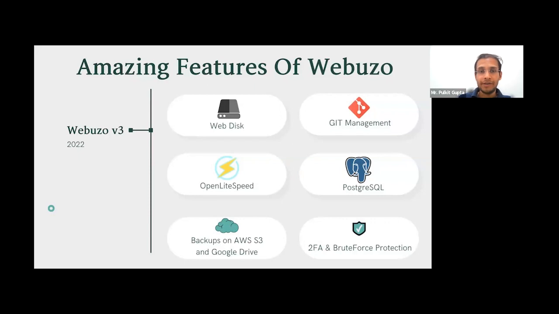Over the last year, we've added a lot of features, including web disk. You also have Git management in Webuzo. OpenLiteSpeed was recently introduced this year, along with PostgreSQL, and you can also create your own backups for the whole data of your website over AWS and Google Drive. Two-factor and brute force protection has also been added. These are just some of the features we've added. There are tons of other features which we've added. It's not listed here.